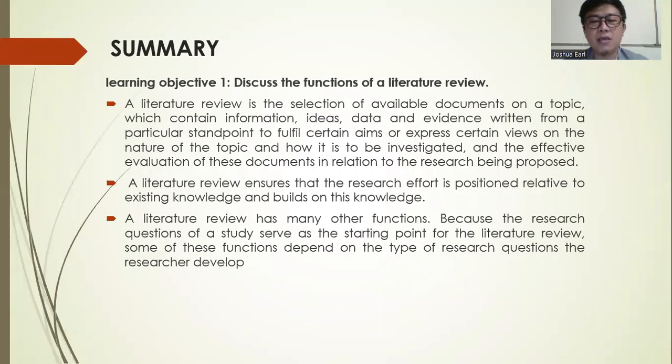Now, to summarize the discussion of chapter 4, let's go back first to the learning objectives. First, discuss the function of a literature review. A literature review is the selection of available documents on the topic which contain information, ideas, data, and evidence written from a particular standpoint to fulfill certain aims or express certain views on the nature of the topic and how it is to be investigated, and the effective evaluation of these documents in relation to the research being proposed or the field of study you have chosen.